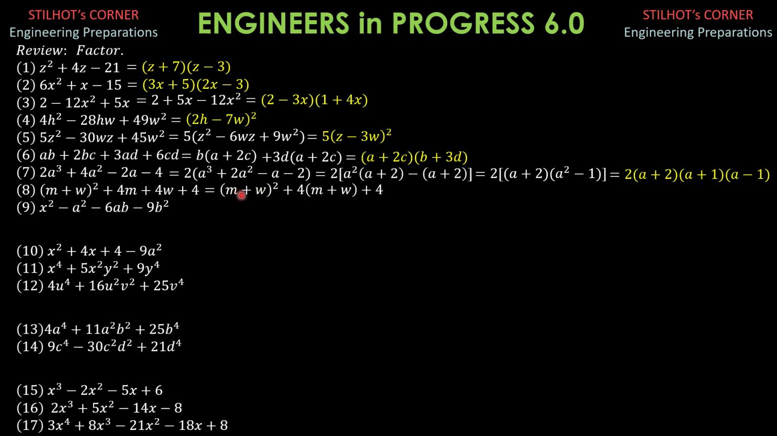So if you imagine this as a squared plus 4a plus 4, which is a perfect square trinomial, because the square root of m plus w squared is m plus w, the square root of 4 is 2, so 2 times m plus w times 2, so that's the middle term. So that's why this is a perfect square trinomial. The complete factored form is quantity m plus w plus 2, squared.